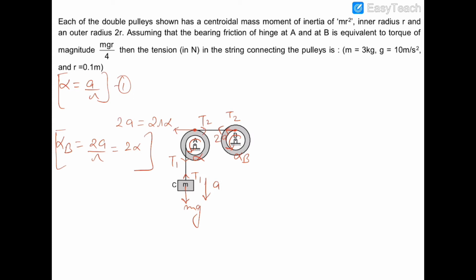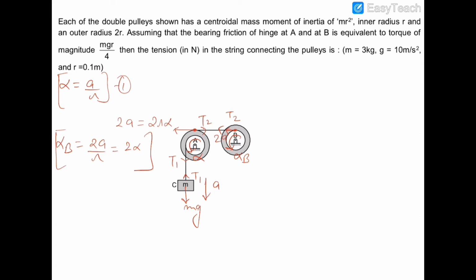Okay, so I am repeating once again, that if the acceleration of this mass is a in the downward direction, then the acceleration of this point would be a in the downward direction. So if the angular acceleration of this pulley is alpha, then alpha would be equal to a upon r. Okay, now if this is a, then the acceleration of this point would be 2a, because this point is situated at a distance of 2r from the center.